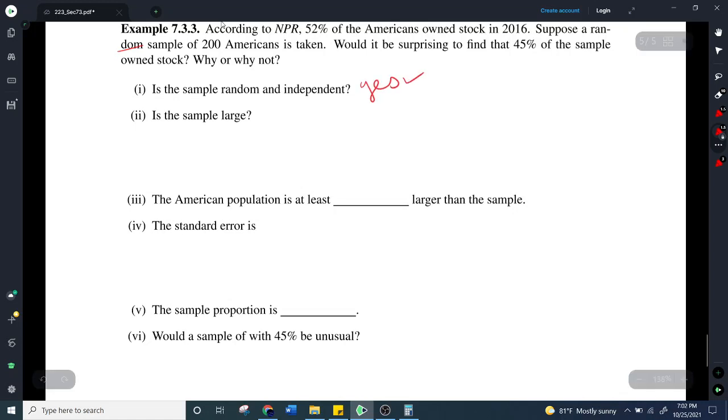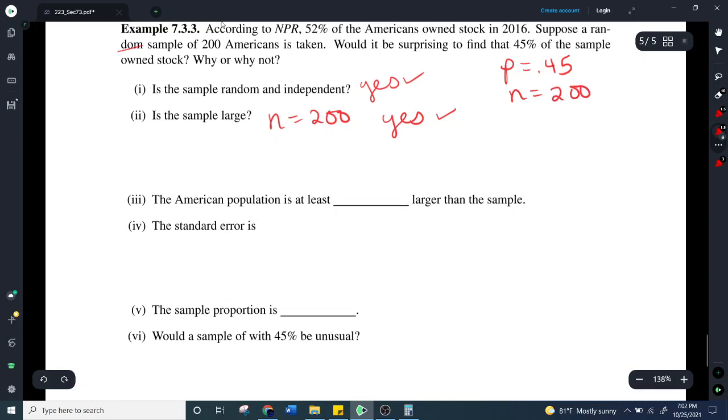Is the sample large? So 200 Americans was taken. I'm going to skip the details for now because I think you probably get the idea, but if N is 200, that is certainly large enough to have 10 successes and 10 failures. If my probability of success is 0.45, P is 0.45. Let's jot that down. N is 200. And then finally, the American population is at least 10 times the sample size. Of course, 10 times 200 is 2,000. The American population is certainly more than 2,000 people. So the conditions are met for the central limit theorem.